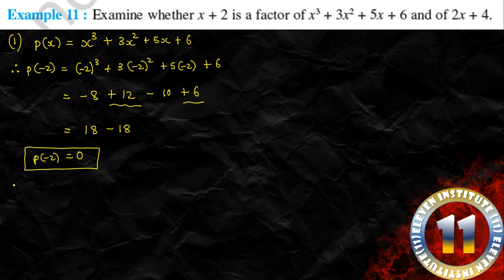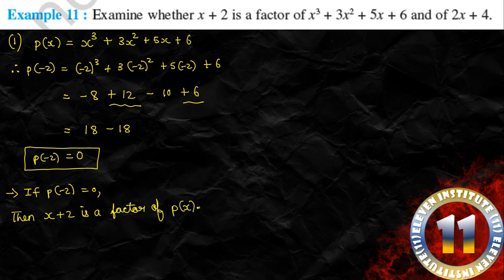So now we will apply the factor theorem over here. We can write, if p of -2 is equal to 0, then what does -2 become? Plus. Then x plus 2 is a factor of p(x). X plus 2 is a factor of p(x). Very very simple question, right?